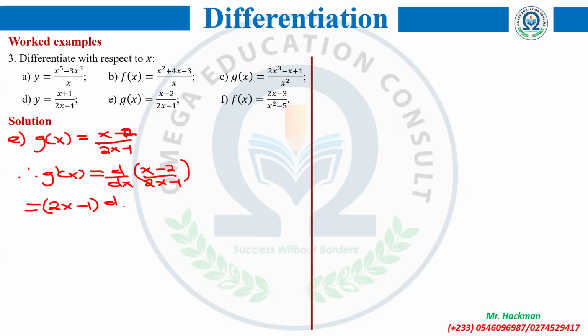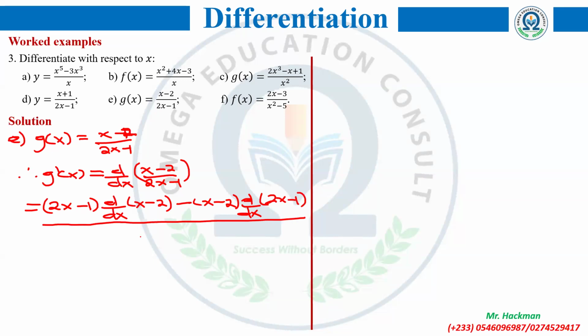So it will be d/dx of my numerator function, which is x minus 2. But that's not all. Minus, swap: I hold the x minus 2, my numerator function, then differentiate the denominator function. My differential operator is d/dx, so d/dx of my denominator function, which is 2x minus 1. But that is not all. The whole of this over my denominator function, 2x minus 1, the whole of that squared.